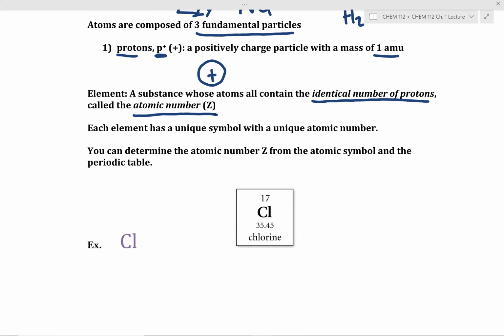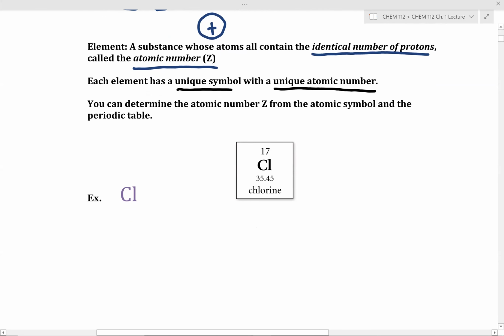Okay, now from this we can create a bit of a code here. And each element has a unique symbol with a unique atomic number. Okay, and if we're looking at the periodic table, the first thing that's always shown for a given element is the atomic number. So, for example, if you look at chlorine in the periodic table, the atomic number is shown right above the element symbol. So this is the atomic number.